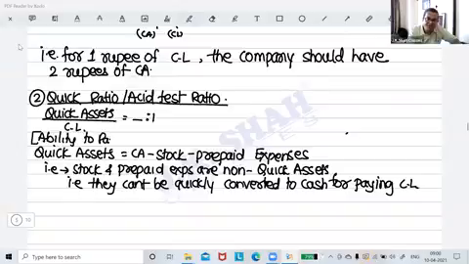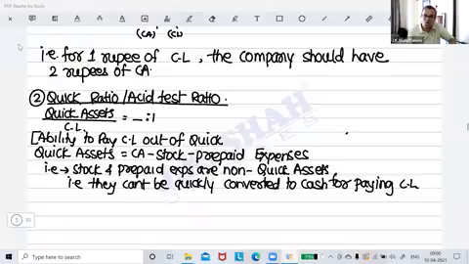Ability to pay current liabilities. Slight change. Earlier it was ability to pay current liability out of current assets. Now it is ability to pay current liabilities out of what? Quick assets.